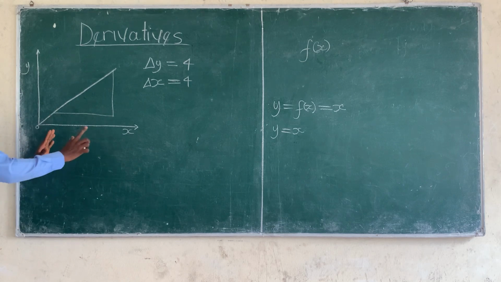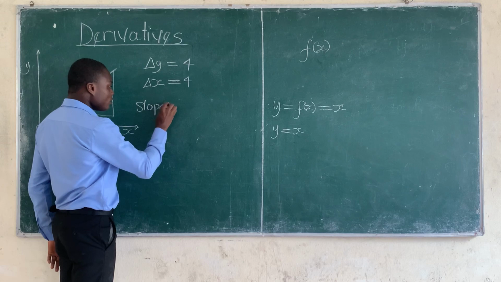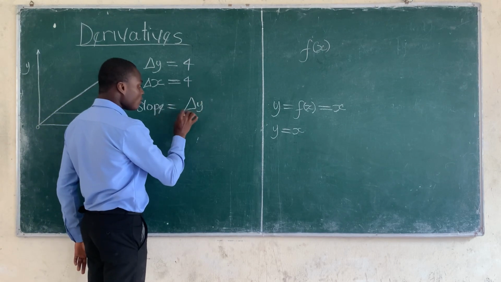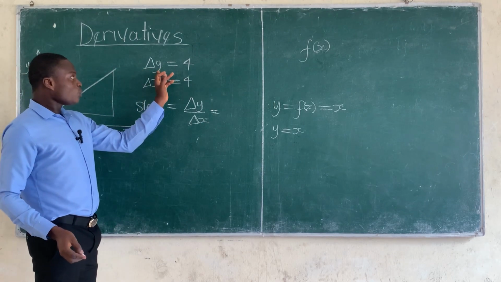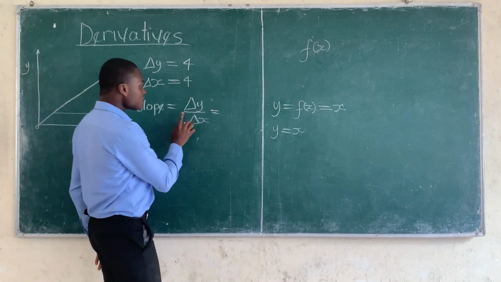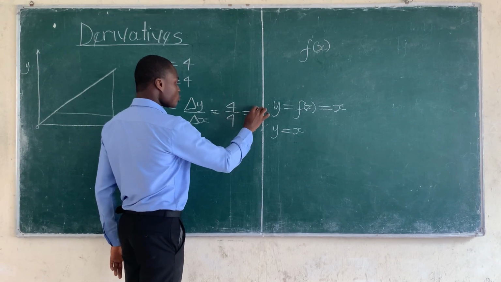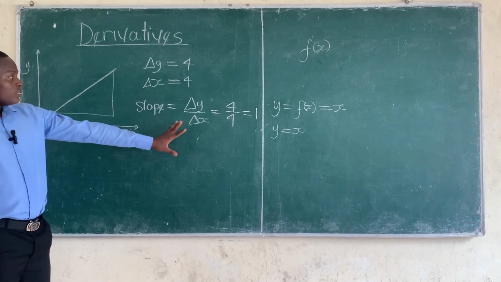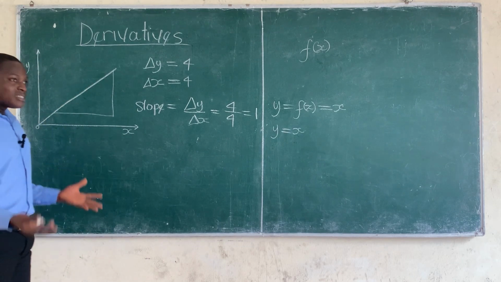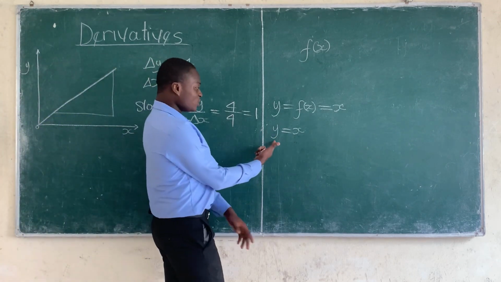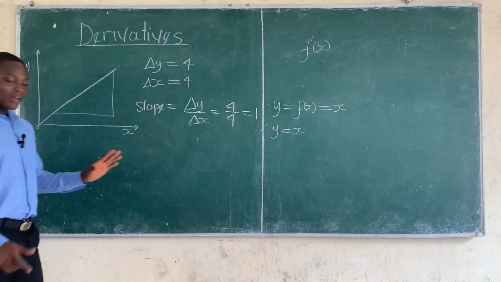So now, what is the slope of this line? We remember that the slope is equal to the change in y over the change in x. And if you observe, if the change in y is 4, the change in x will also be 4. So it means that the slope of this line will be equal to 4 over 4, which is equal to 1. So the slope of this straight line is equal to 1. The same thing, for those of us that know how to differentiate, if you differentiate this, you have dy/dx equal to 1. But let's wait there first and continue.